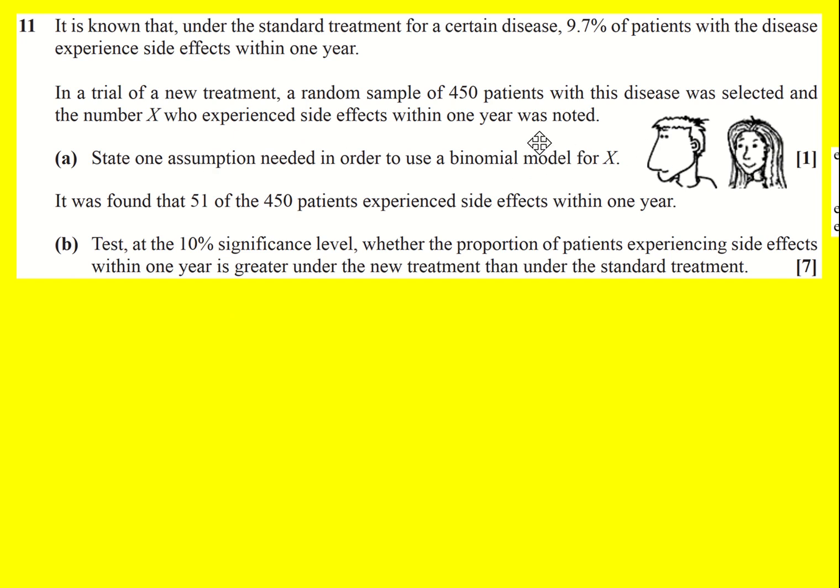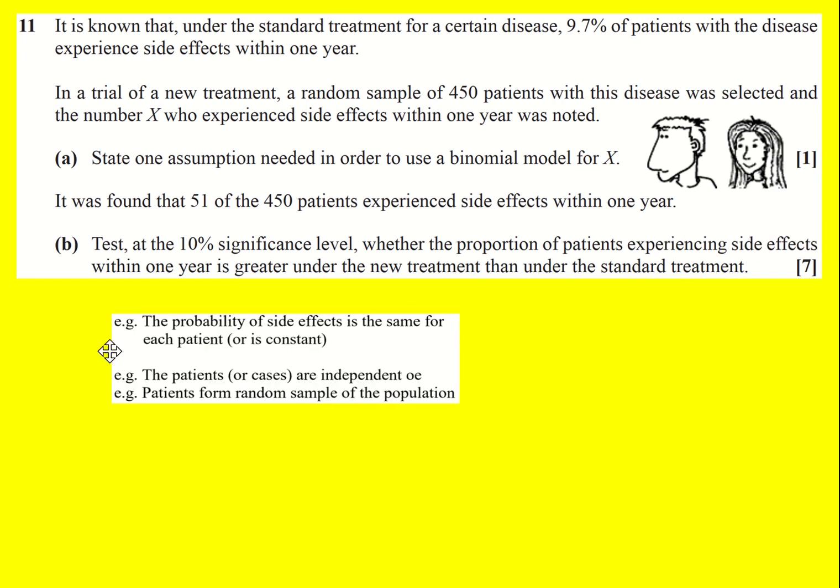Now, the key thing is you've got to give context here. You can't just throw out the standard phrases such as events need to be independent or the probability needs to be fixed. It needs to be constant, it needs to be the same throughout. You can't really just say it needs to be either success or failure. You need to relate it to the problem.